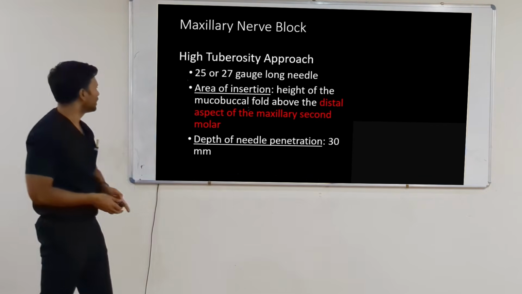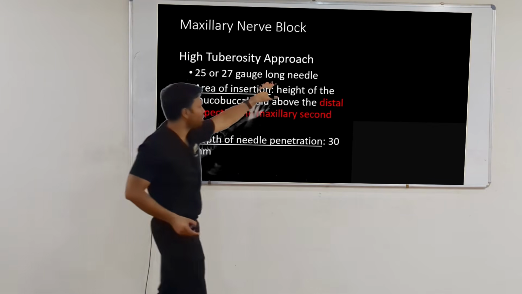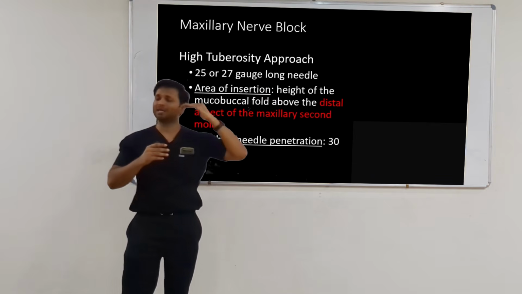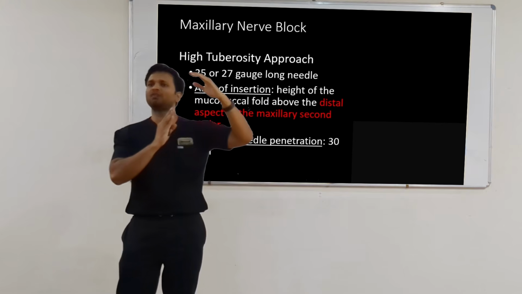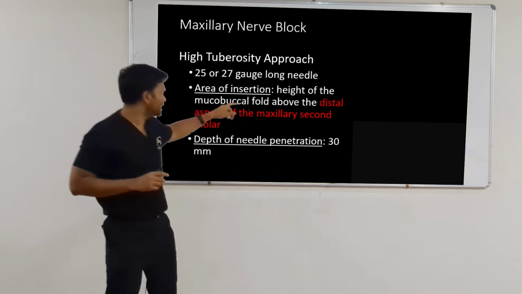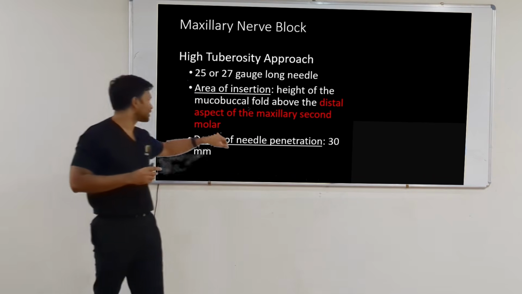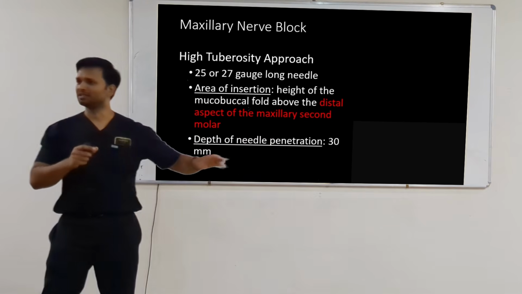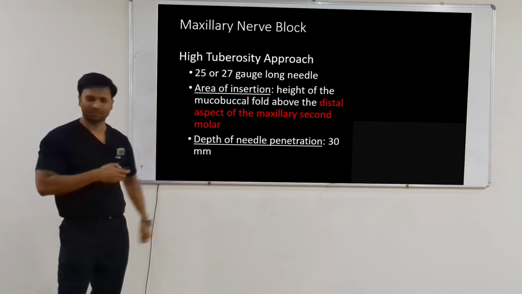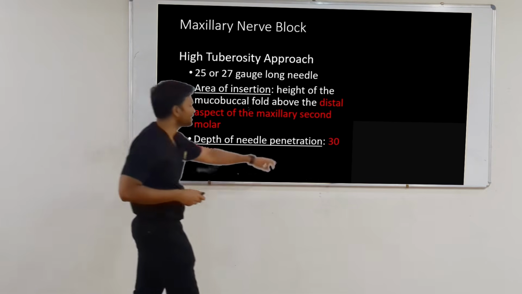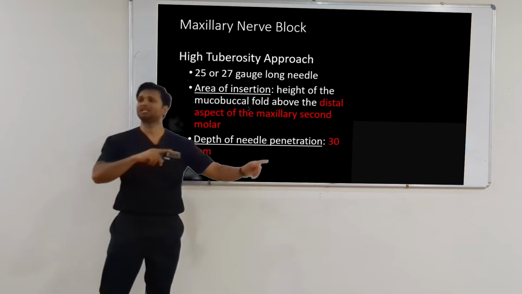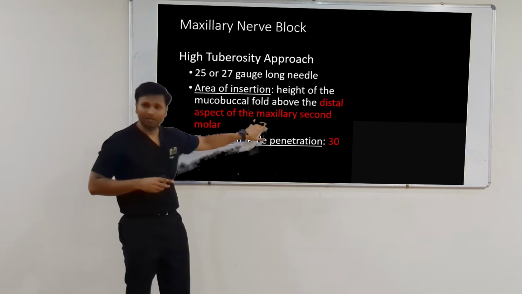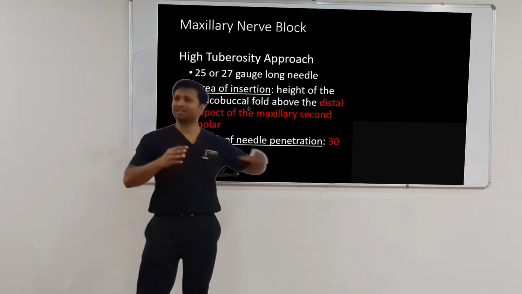So same, but we are going to use a long needle. In PSA we used a short needle. Whereas the area of insertion in PSA was the depth of the mucobuccal fold at the second molar region, in this it is distal to the maxillary second molar. Okay, the distal aspect of the maxillary second molar. This is the difference. Or you can say you insert in the third molar region. And the depth of needle penetration is 30 mm, whereas in PSA it was 16 mm. So basically there are three differences here: long needle, the site of insertion is different, and the depth of penetration is different.